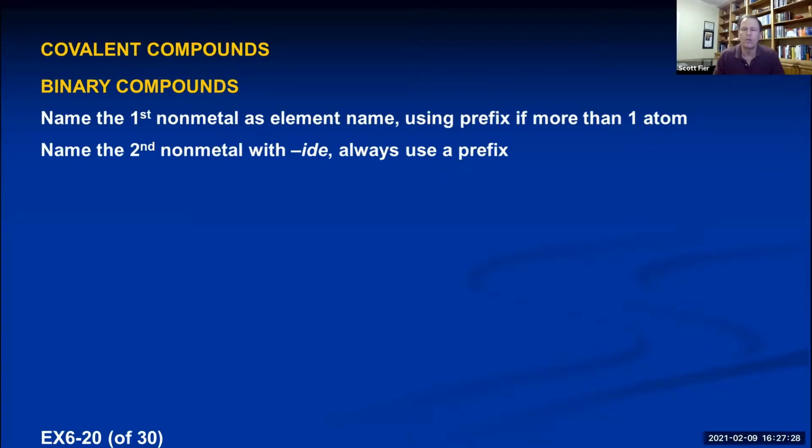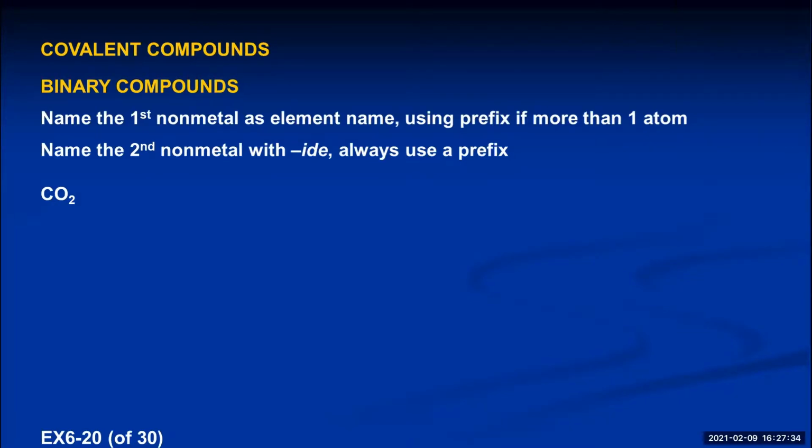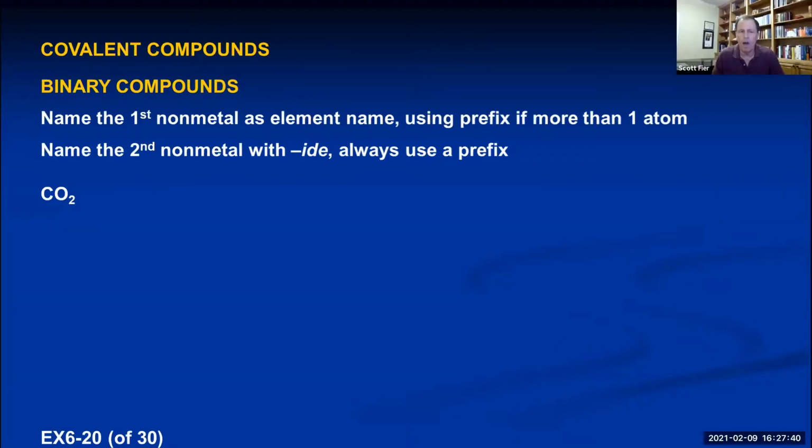So let me show you a couple of examples. You probably actually already know the name of this compound. What's that compound called? Carbon dioxide. You just followed the rules for binary compounds. You named the first element as its elemental name, but there was not more than one of them, so you only said carbon. And then the second element, you switched its ending to IDE and you used a prefix, dioxide. So those are the rules for naming binary covalent compounds.